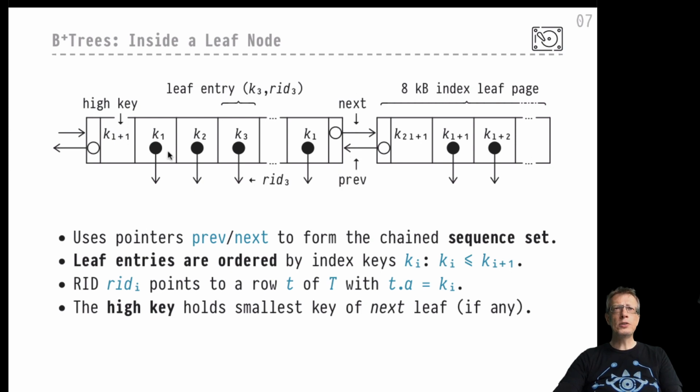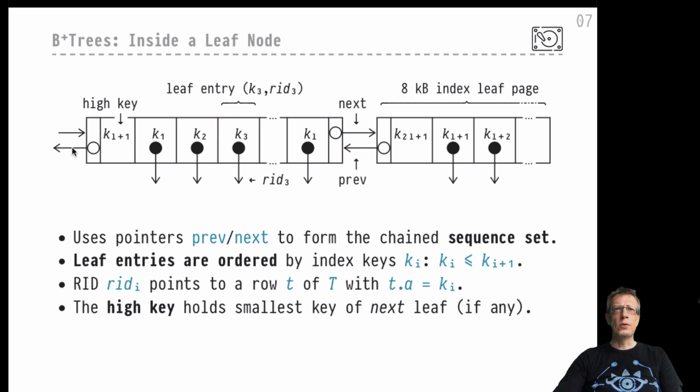Okay, as you can see, we will find these bidirectional pointers that help us to form the sequence set, the bidirectional chain of leaf nodes. So a next pointer will point to the next leaf in the chain, and it's bidirectional, so a previous pointer will point to the previous leaf in the chain. Maybe there is no previous pointer in the chain, so some nodes will of course be the first or the last node inside such a sequence set.